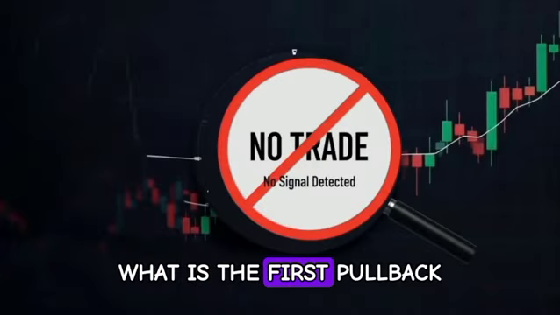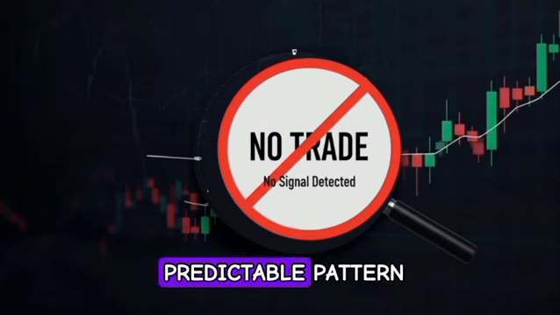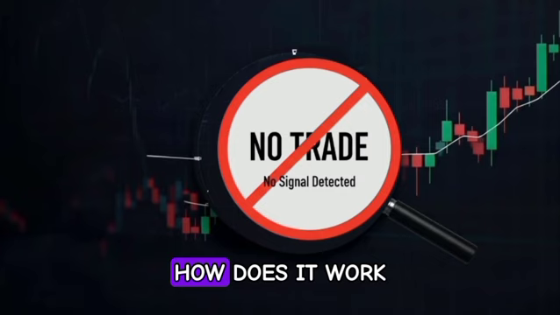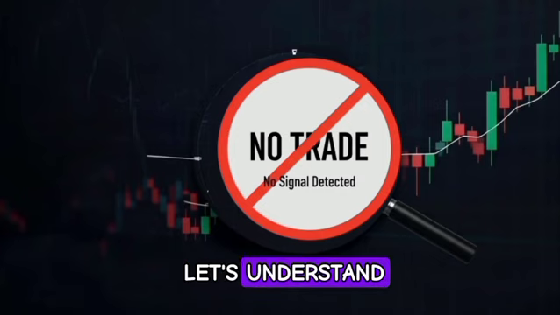What is the first pullback? It is a highly predictable pattern that appears in almost every trade setup. How does it work? Let's understand.